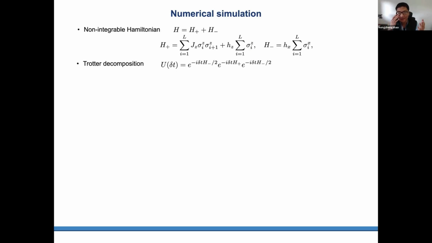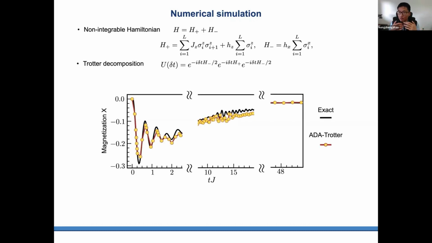Currently, I do not have a quantum computer, so I just run all of the simulations on my laptop. Here we consider a 1D spin model, which is non-integrable. It involves two different pieces. One involves all the terms in the z direction, so it's the Ising interaction plus the z field, and I also have an x field. Now I choose a Trotter decomposition with a second order Suzuki-Trotter, but it doesn't really matter which one you choose. And now I just try to run the simulation.